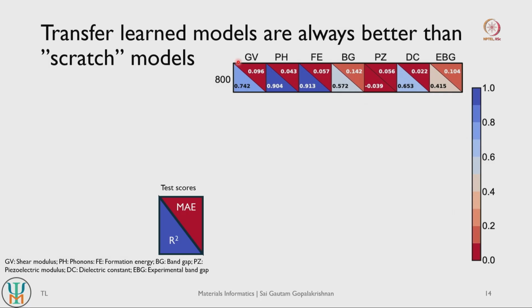So let us try to answer that question, and in order to do that we need to first look at how the scratch models are performing. All of these squares indicate the performance of scratch models on each of the 7 different data sets. 800 indicates the data set size. We ensure that we use the same data set size across all the 7 different properties. The notations used are lower triangles correspond to R2 scores and upper triangles correspond to mean absolute errors. You generally want higher R2 scores and lower mean absolute errors, so that is why you want bluer lower triangles and redder upper triangles.